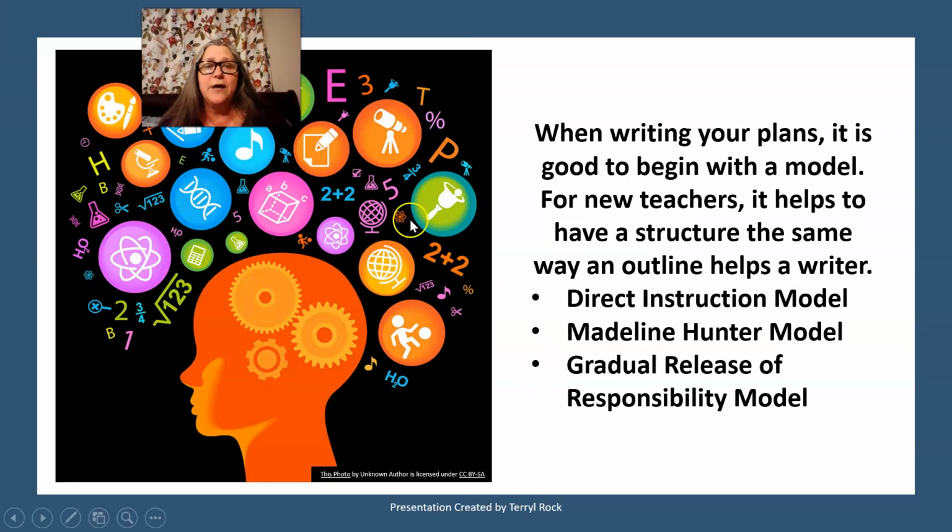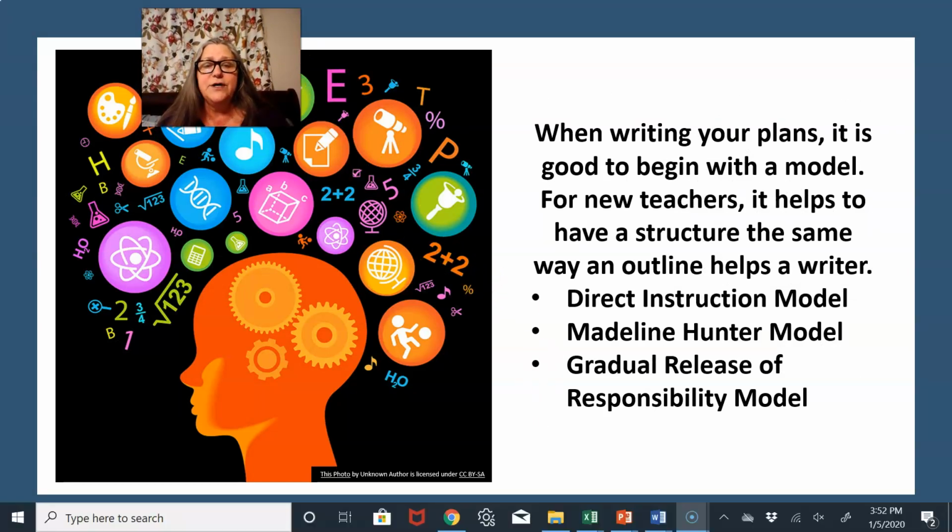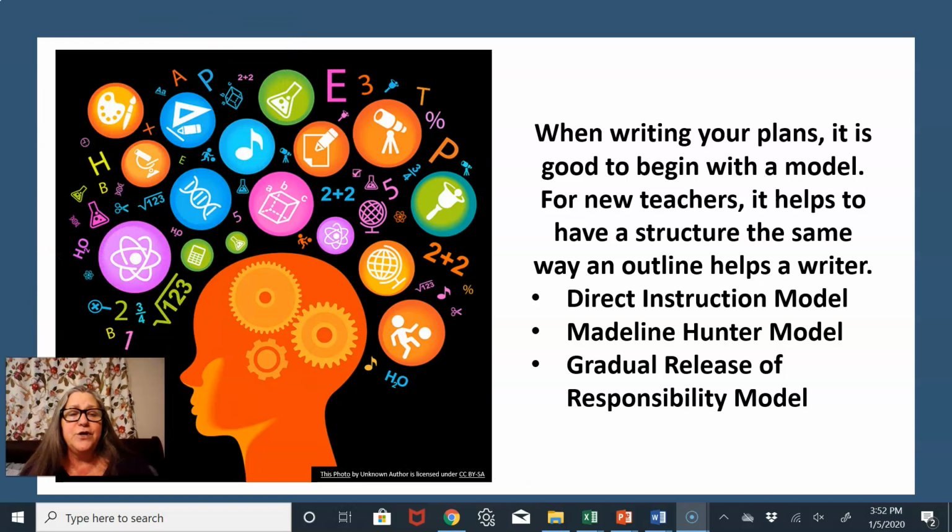So when you're writing your lesson plans, it's good to begin with a model, and I'm going to offer you a couple of models to go by. For new teachers, it's good to have that structure. Just like if you were a writer and you weren't ready to write, you might make an outline first. So we're going to be looking at the direct instruction model, the Madeline Hunter model, and the gradual release of responsibility model.